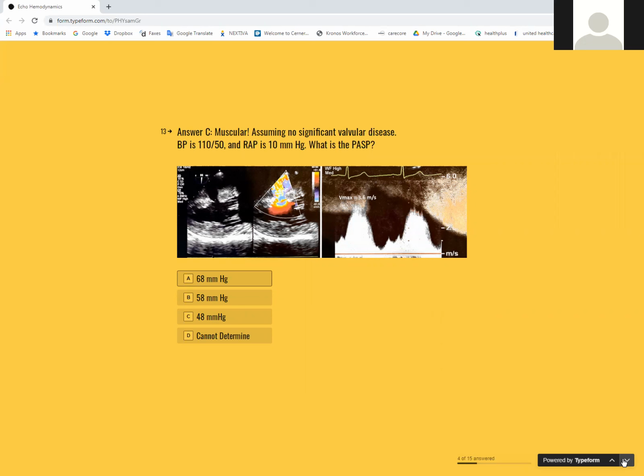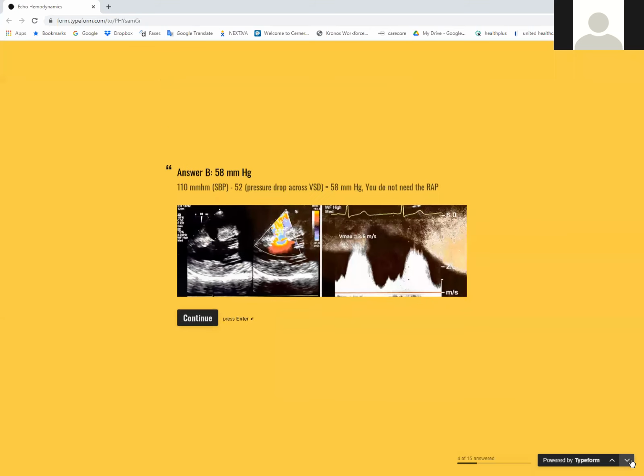Okay. I just put something like that, and then you just subtract the gradient across the VSD from your LVSP, and you get your RVSP of 59. Yeah, I think it was 58. So very good. Yes. So 4 V squared with the 3.6 will come to about 52 pressure drop across the VSD. So 52, and then 110 minus 52 is 58. So you don't need the RAP here.